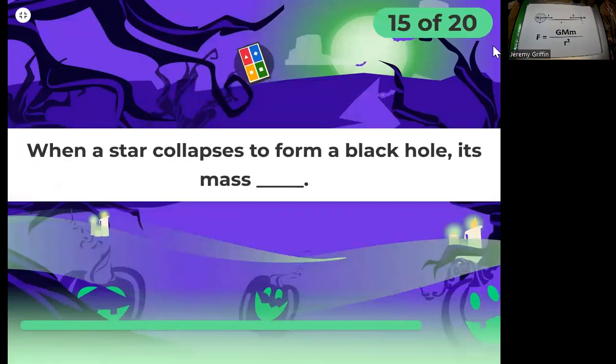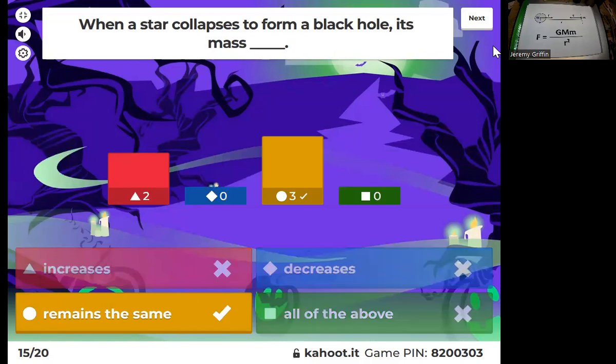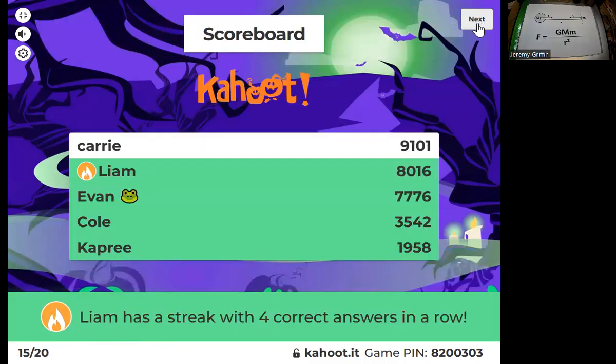When a star collapses to form a black hole, you should ask this question first: what happens to its mass? Yeah, it stays the same, right? Conservation of mass. Now its density goes up, right? Some other weird things happen, but yeah, mass is conserved.